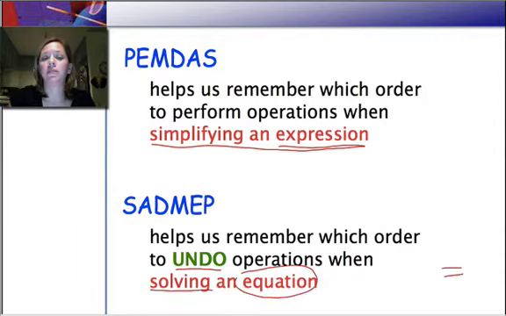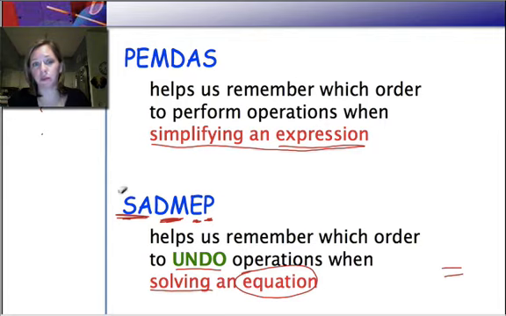So the big difference between when to use PEMDAS and when to use SADMEP is whether you're evaluating an expression or whether you're solving an equation. That might be a really good question for you to think about putting in the left-hand column here. Okay, so SADMEP means we undo addition and subtraction first. Then we're going to undo multiplication and division. Then we might undo exponents. And then last, we're going to undo anything that might be inside parentheses or grouping symbols, right?